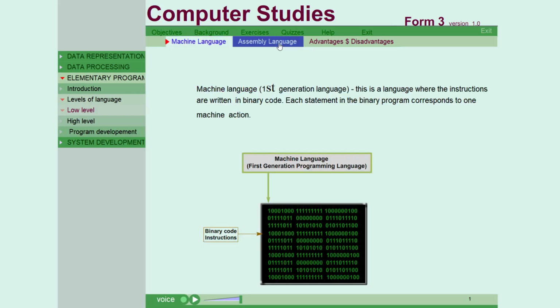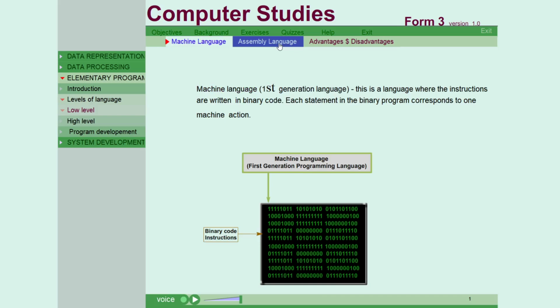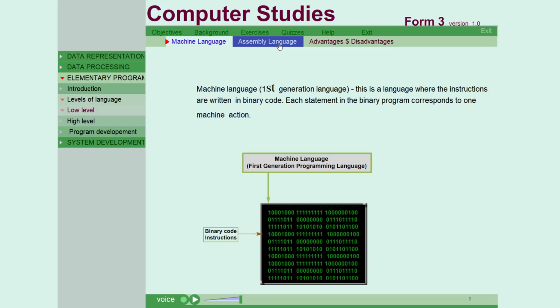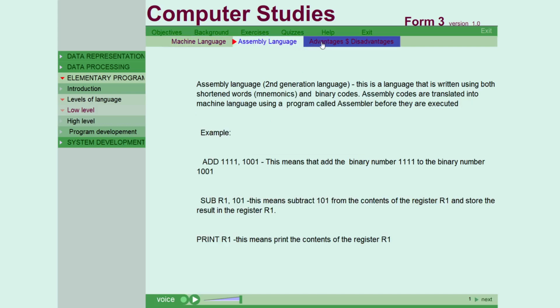Machine language or first-generation language. This is a language where the instructions are written in binary code. Each statement in the binary program corresponds to one machine action. Assembly language or second-generation language. This is a language that is written using both shortened words, that is mnemonics, and binary codes. Assembly codes are translated into machine language using a program called an assembler before they are executed.